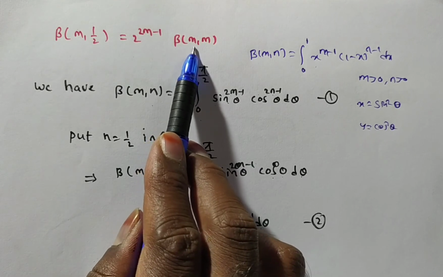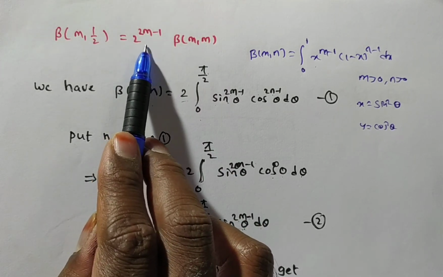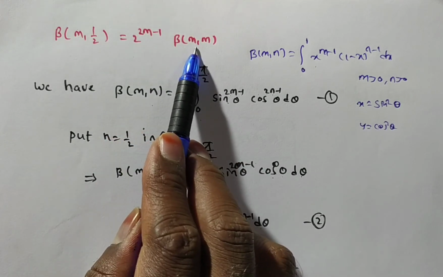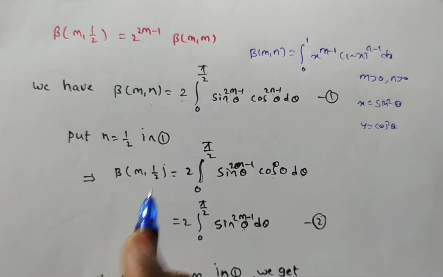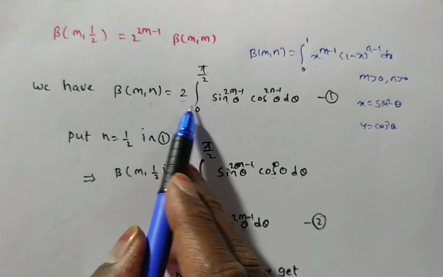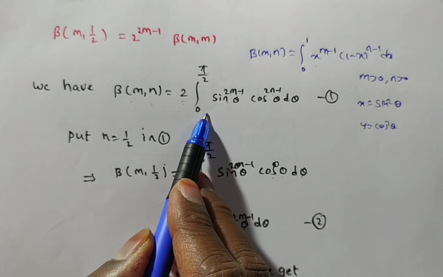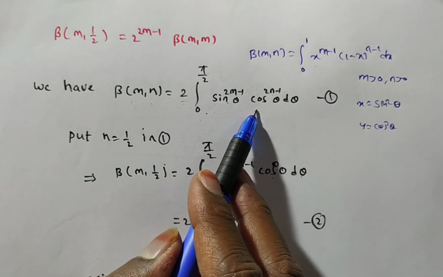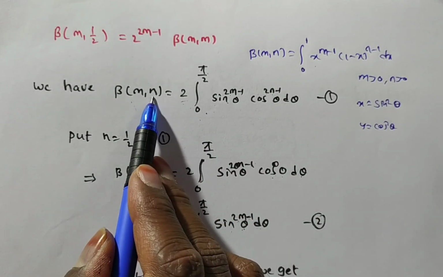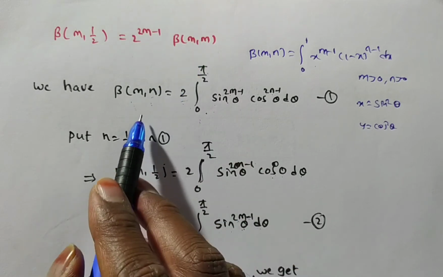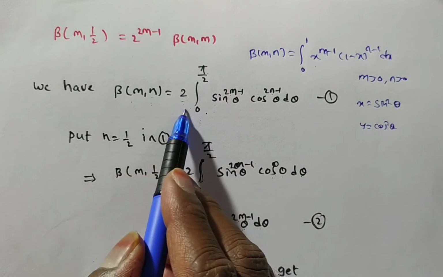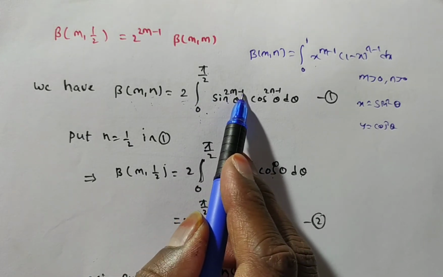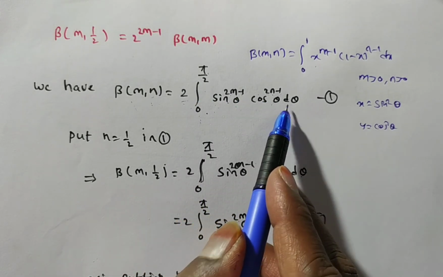In the RHS part we have beta of m comma m, and that too multiplied by 2 to the power of 2m minus 1. Okay, let it be. Now we need to find the beta of m comma m. Same definition: beta of m comma n is equal to this one. If we require another definition we will use it, but to solve this problem this trigonometric function is enough. So here in place of n you substitute m. Then you will have beta of m comma m, that is 2 times the integral 0 to pi by 2 sine to the power of 2m minus 1 theta cos to the power of 2m minus 1 theta d theta.